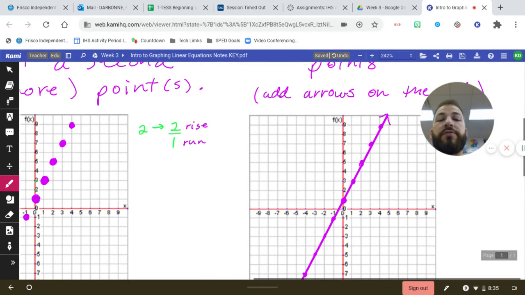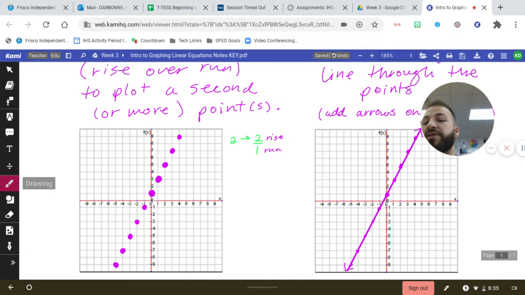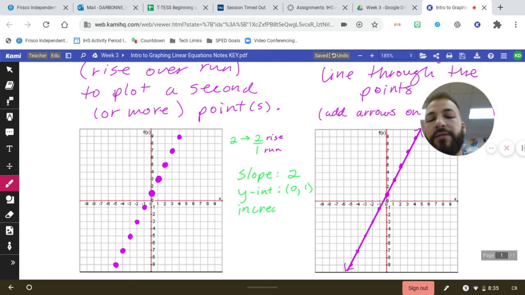Now, let's talk about this graph and some key features. First off, my slope: our slope was 2. My y-intercept was 1. As we go from the left to the right, does my function look like it's increasing or decreasing in value? Well, it has a positive slope, so it is increasing.